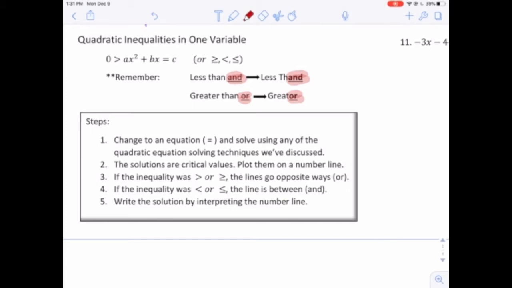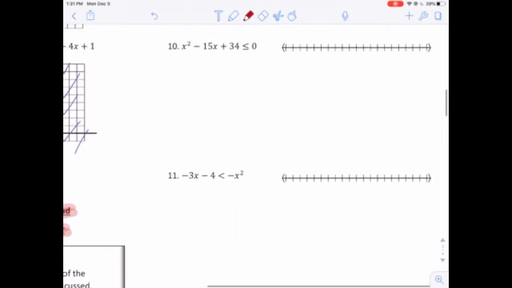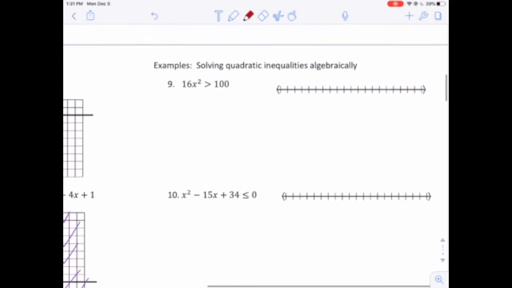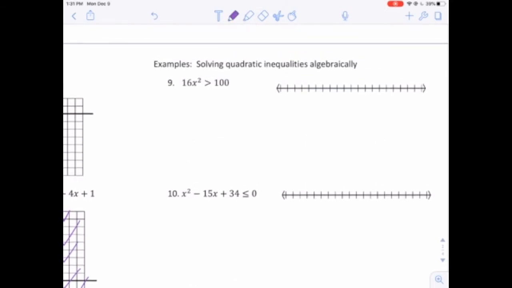So I know that's not going to make a whole lot of sense until we get started on an example. So let's look at a couple of examples. All right, so we are going to solve these quadratic inequalities algebraically.